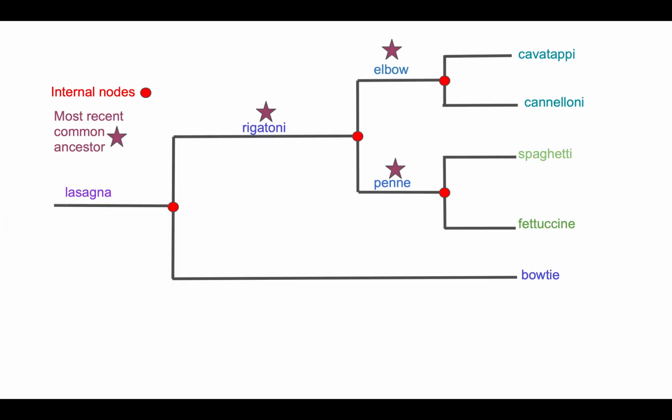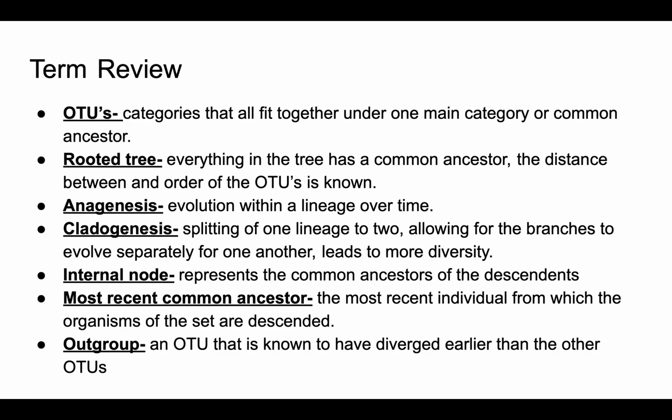An outgroup is an OTU known to have diverged earlier than other OTUs and is denoted by the orange X. The outgroup in this example is the bow tie pasta because it is not like the other types at all. Here's a brief overview of the terms that were discussed in this video, and thank you for watching.